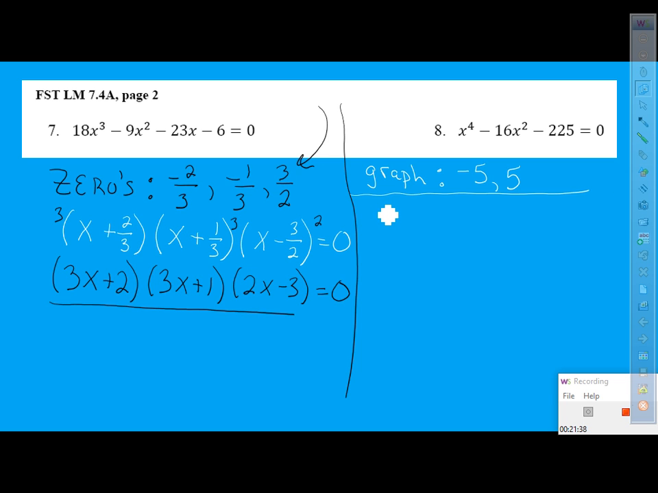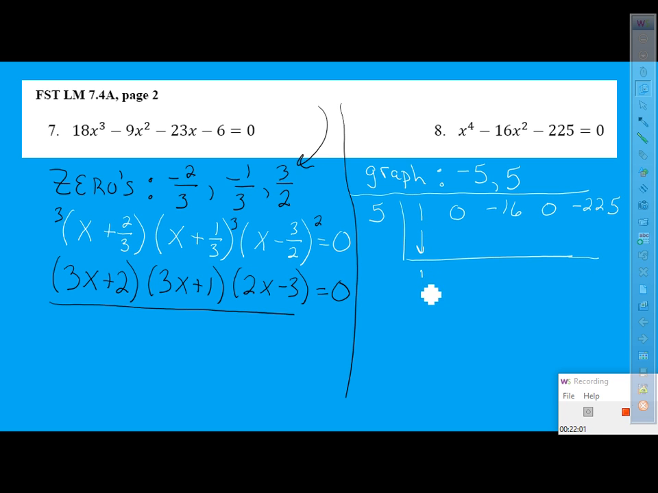So I'm going to put a 5 out there. That's the one I'm going to use first. I'm going to put a 1. Guys, notice I'm missing the cube term, so I'm going to put a 0. Negative 16. I'm missing the x term, so I'm going to put a 0, and then negative 225.